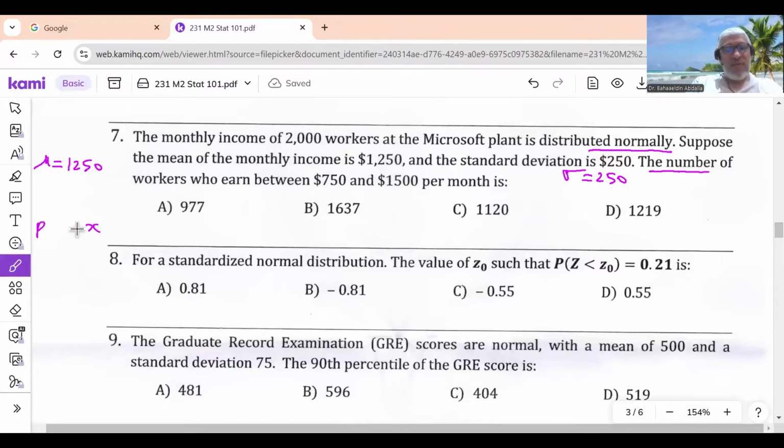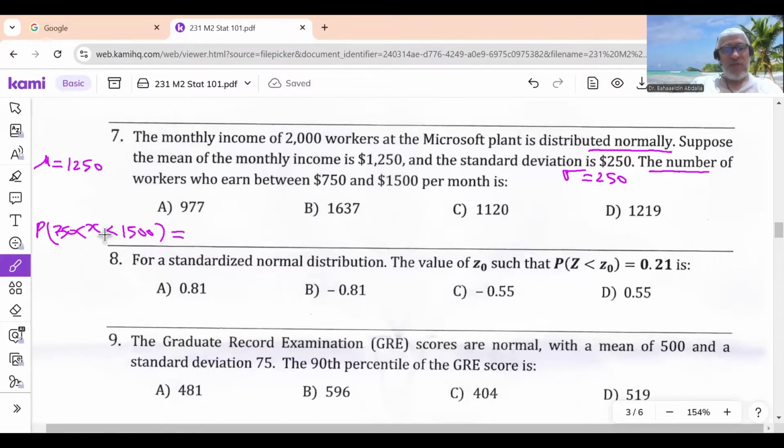So what is the probability that the income is between 750 and 1,500? So that's the question. When I answer this question, I'll multiply the probability times 2,000 and find the number of workers. How to find this probability?